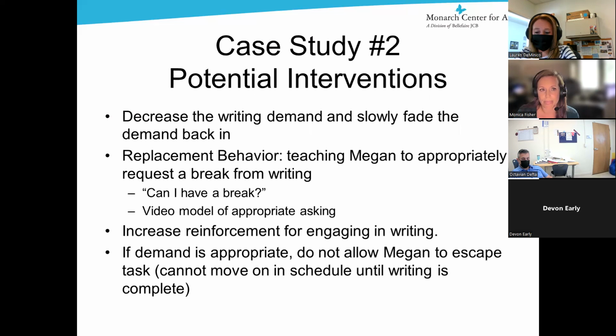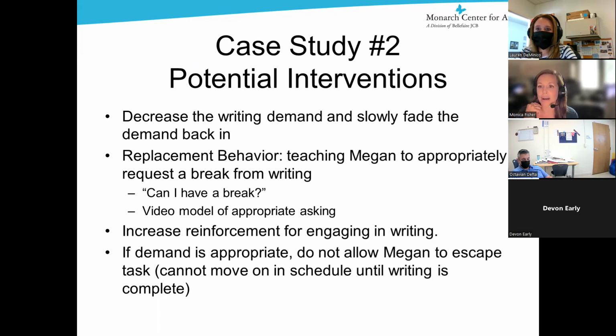So some of the things that we could do for Megan, we could decrease the writing demand and slowly fade the demand back in. Maybe she just is not able to perform that behavior. Maybe the work is too difficult. So how can we change the demand of that work? OT talks a lot about the just right challenge. So how can we decrease that demand and give her a just right challenge, a challenge that's enough that she's going to be successful with it? And then we can start to build back that demand as she starts to gain skills within that area.